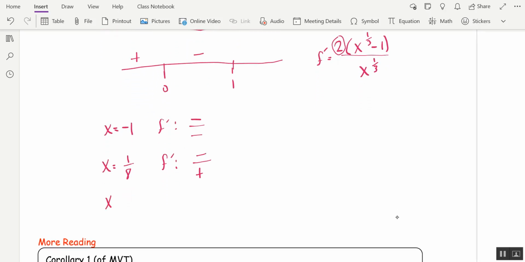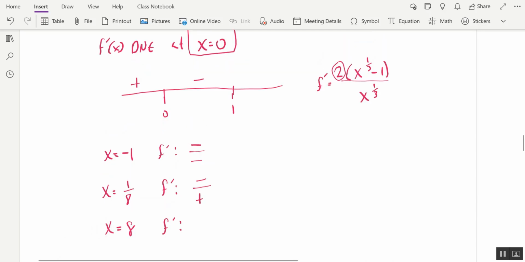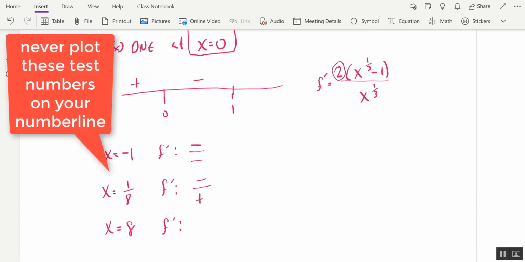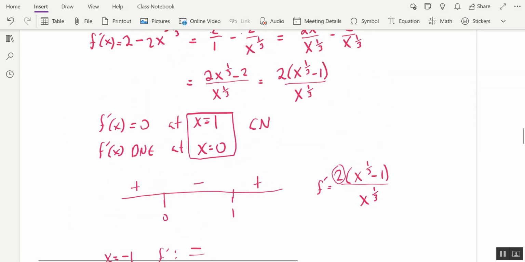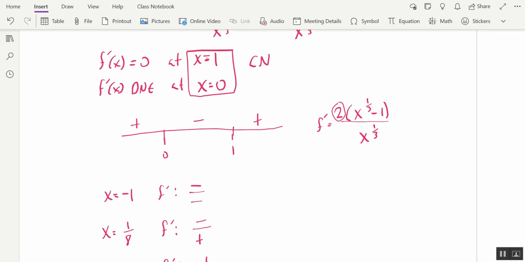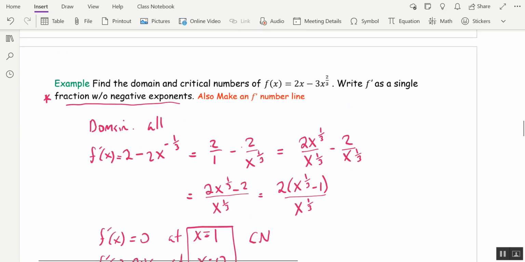And then for the last interval, I'm going to go x equal 8 for the same reason. Then when I do f prime, on top, cube root of 8 is 2. 2 minus 1 is a positive number. And on the bottom, 2 is positive, so this is positive over positive, so I've got a positive. Okay, and that's all we had to do for this problem, but if you were asked the increasing and decreasing intervals, the increasing ones have a plus on them and the decreasing ones have a minus on them. Okay, and that is the end of this section.